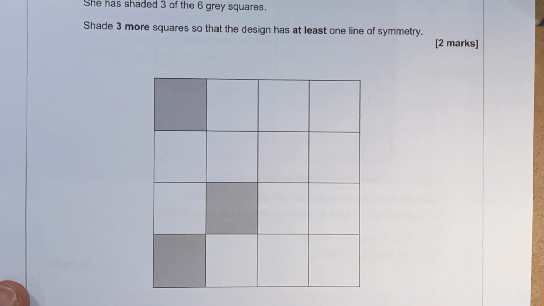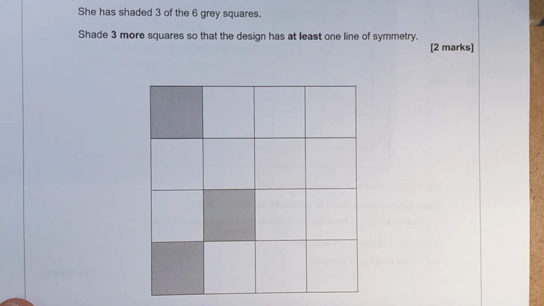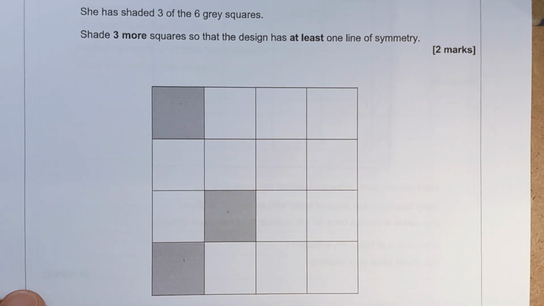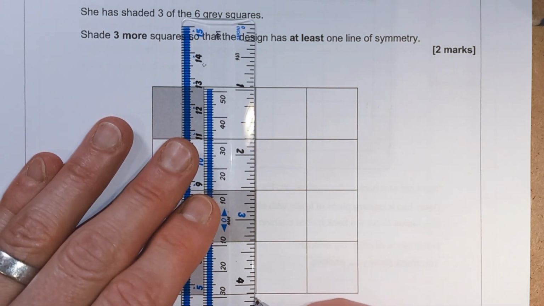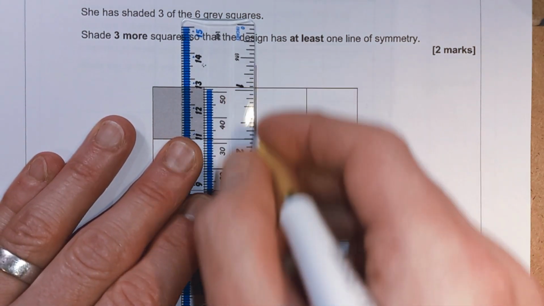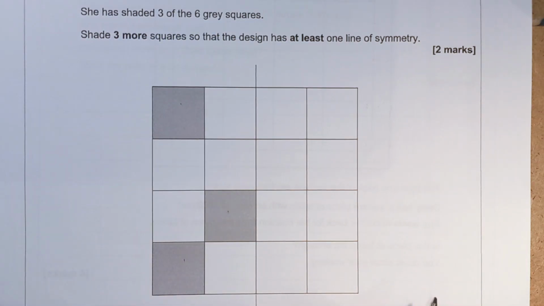Okay, so that's what we've got. So we've got our 1, 2, 3 grey squares. We want to draw 3 more. We want to have a line of symmetry. It's up to you where you put the line of symmetry. I think that the simplest way for me is if I've got a line of symmetry down the middle. So I'm just going to lightly draw that on. So imagine I had a mirror there. Where would these 3 be reflected in that line?